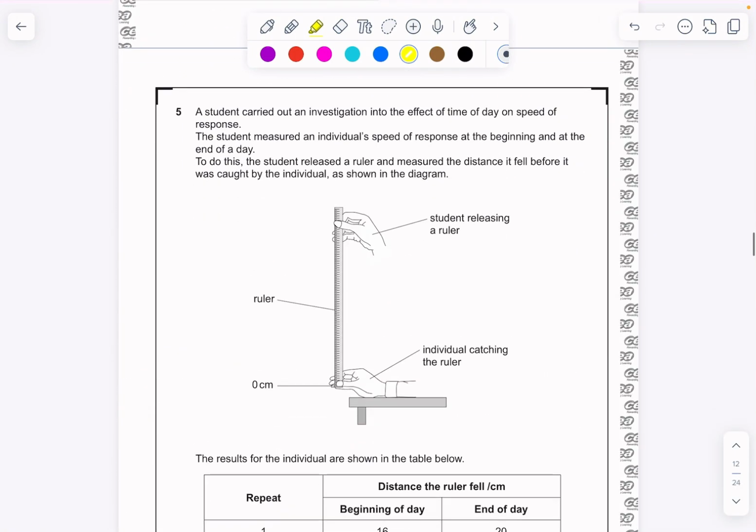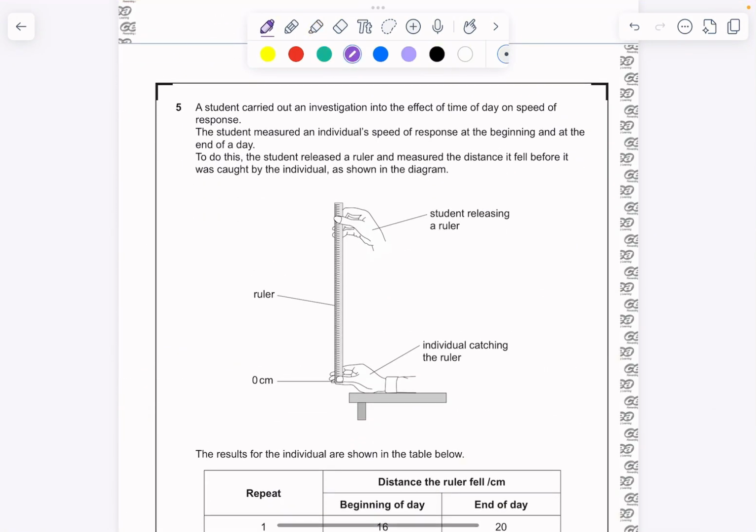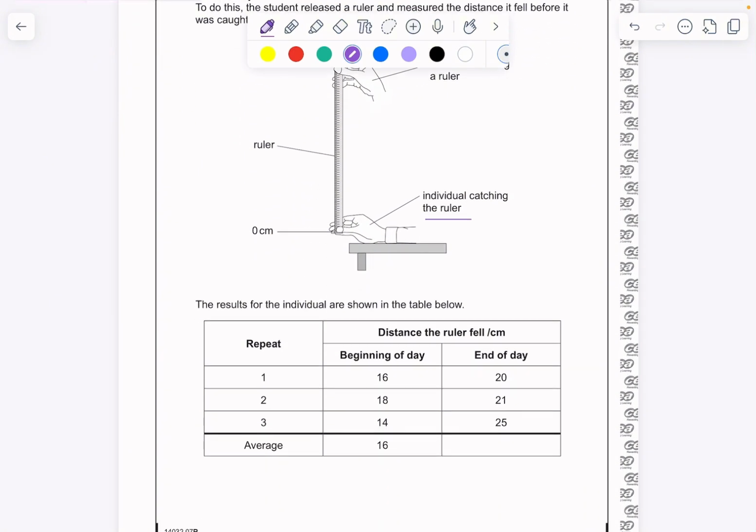Now, next one we go on to, a student carried out an investigation into the effect of time of day on the speed of response. The student measured an individual's speed of response at the beginning and at the end of the day. To do this, the student released a ruler and measured the distance fell before it was caught by an individual as shown in the diagram. The student released the ruler, the person down here is catching it at the end. The results of the individual are shown in the table below, so they repeated 3 times at the beginning of the day and then at the end of the day the distance that the ruler fell. So as you can see, what happened to the distance at the end of the day, it went up, alright?